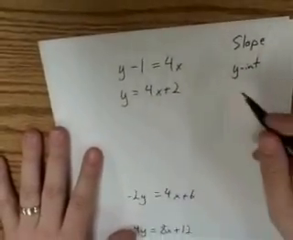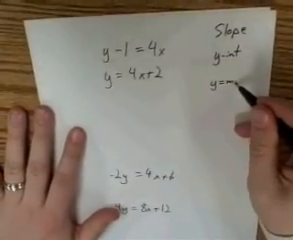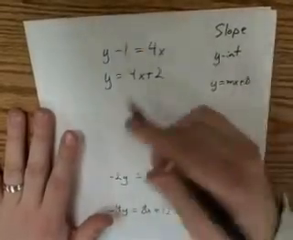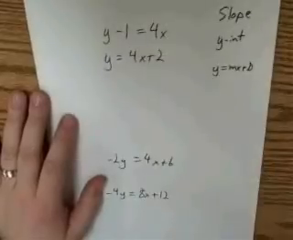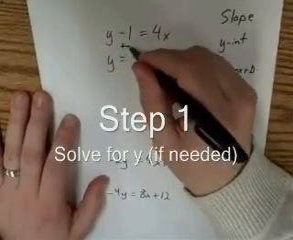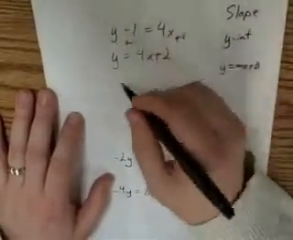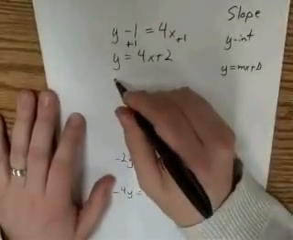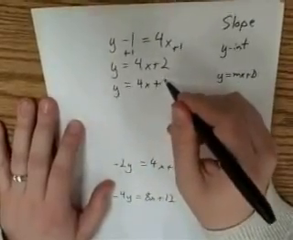In order to make that easier, you're going to want to put it in slope-intercept form, which is y equals mx plus b for both of these equations. What that means is, here on this first one, we're going to need to solve for y. To get rid of this minus 1 and get it to the other side, we're going to add 1. So now our two equations are y equals 4x plus 2 and y equals 4x plus 1.